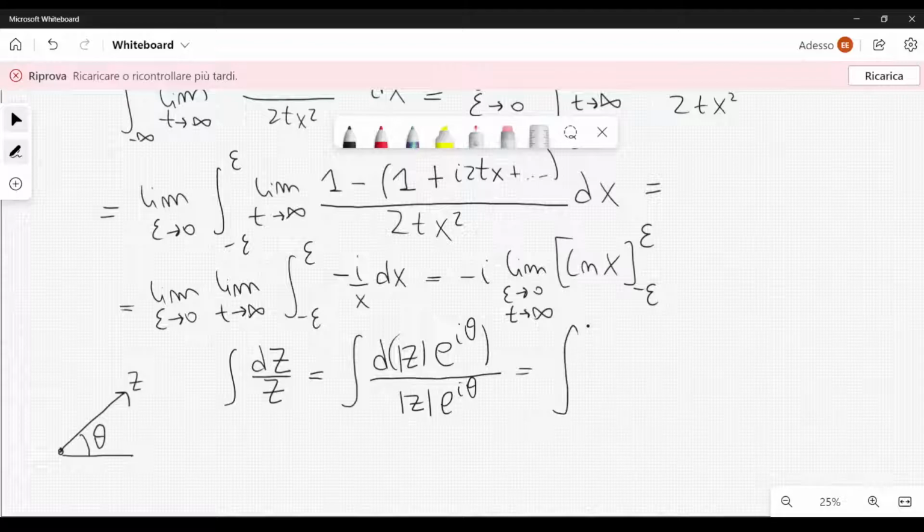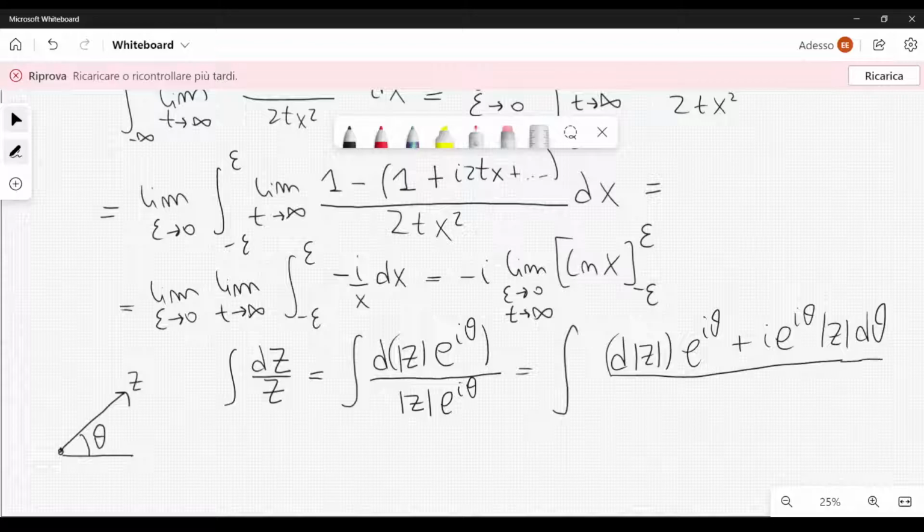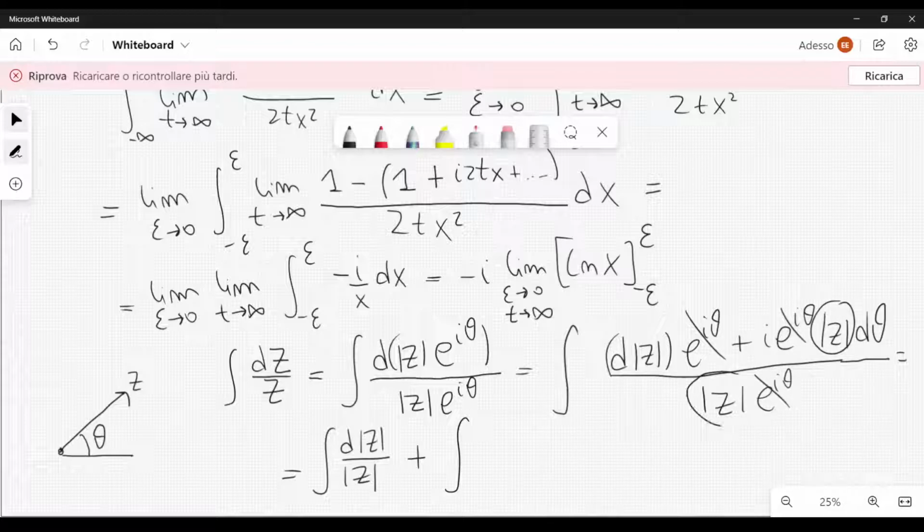And then here I have the integral of the magnitude of z times e to the i theta, and then I have plus i e to the i theta magnitude of z d theta, like this, over magnitude of z e to the i theta. This is equal to the integral of the magnitude of z divided by magnitude of z, so I can simplify e to the i theta here, and then I have plus the integral. The second integral, you can see that we can also simplify the magnitude of z. So I have simply i d theta. So I have the natural log of the magnitude of z plus i times theta plus a constant if you want.